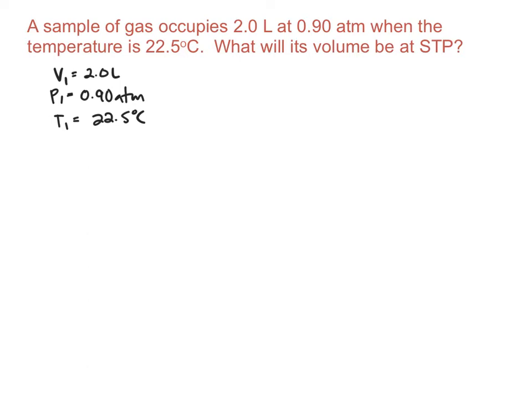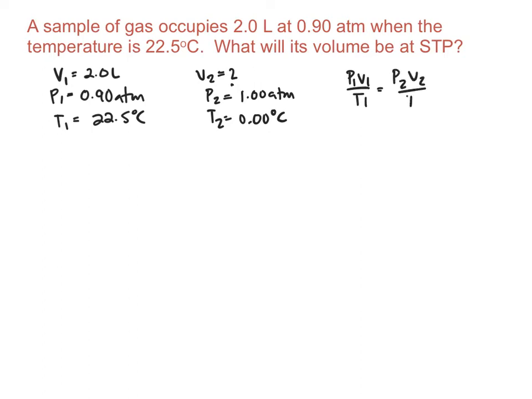The second set of data that I'm provided is the fact that everything's at STP. So remember, we're supposed to know what STP is. Okay, so standard temperature and pressure. So my temperature 2 is going to be 0.00 degrees C. My pressure 2 is going to be 1.00 atm. And of course my volume 2 is what they're trying to get us to solve for. So we know that we have 2 pressures, 2 volumes, 2 temperatures, so we know we're going to be using the combined gas law in order to solve for our V2.